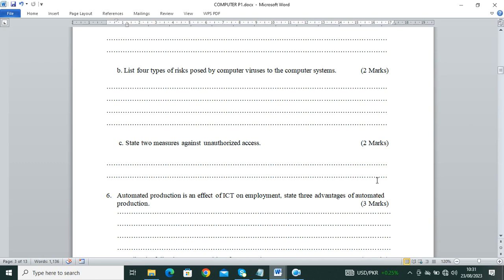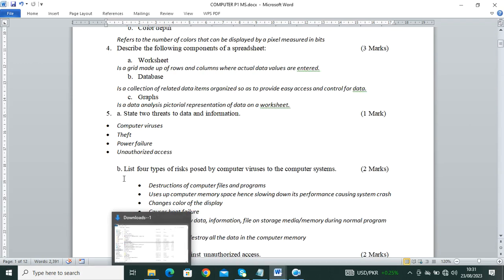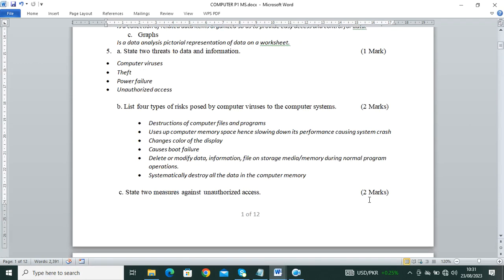The next question is state 2 measures against unauthorized access. We have 2 marks. So what does the examiner say? So we have destructions of computer files and programs. These are risks posed by computer viruses.